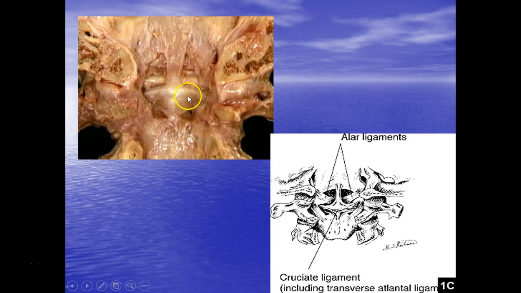This kind of grim photograph is obviously a fairly fresh specimen in the upper cervical region. So again, this would be the basilar part of the occipital bone up here, and this would be the transverse ligament, the horizontal band or transverse band here, and vertical bands extending above and below, up to the basilar surface of the occipital bone and to the body of the C2 vertebrae, posterior surface of the body of C2 down here.